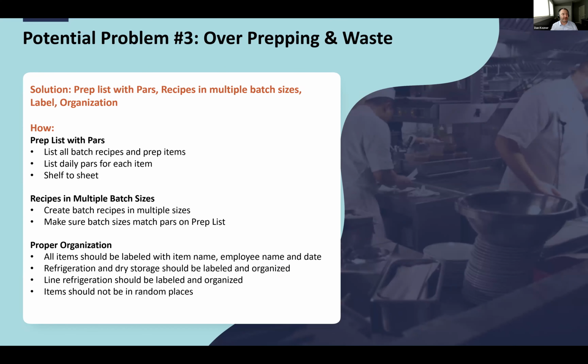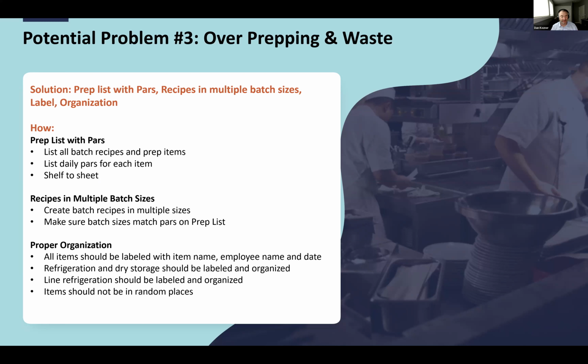So the first thing we need to do is create prep lists with PARs, and this is going to look a lot like our order guide. So we're going to count. We're going to look at our par, and then we're going to figure out how much there is to be made. And we want to make sure that is in shelf to sheet order so that it's quick and easy to create these prep guides. And the quicker it is, the easier it is, the more often it's going to be done properly.